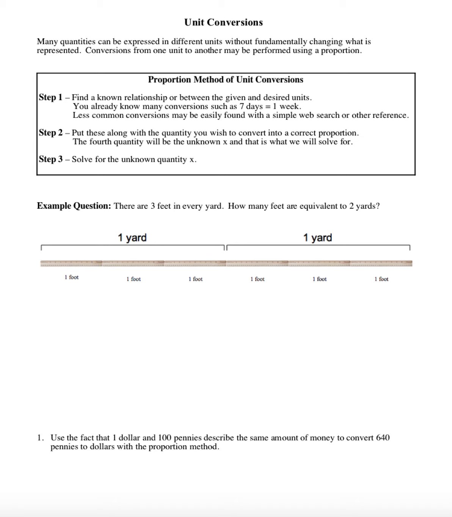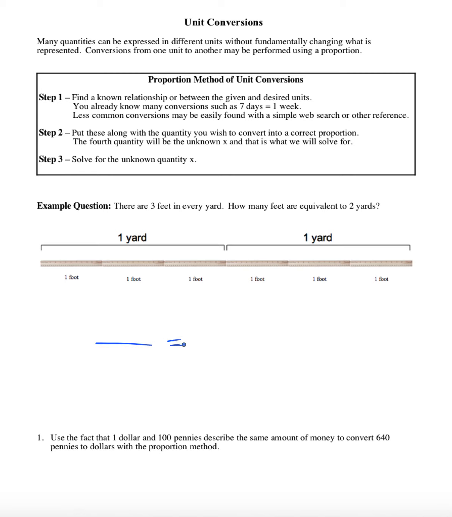So let's assume that there are 3 feet in every yard. How many feet are equivalent to 2 yards? Now from the picture, we can see what the answer should be. It should be 6 feet. But let's solve it with a proportion.